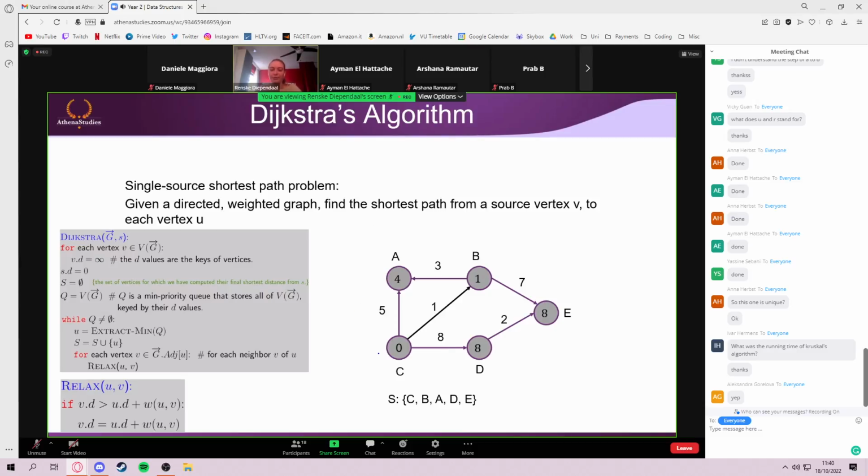So remember our problem. We started from a source vertex, and we wanted to find the shortest path to all other vertices. So now we know that the shortest path to A is a path of length 4. This one has a path of length 1. This one has a path of length 8. And this one also has a path of length 8. So these numbers are pretty much the answer to our question.